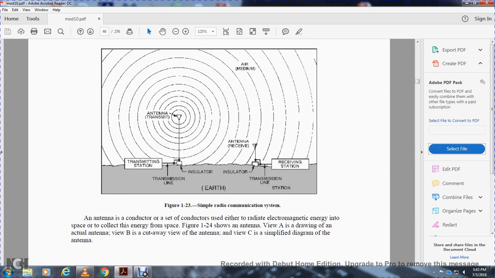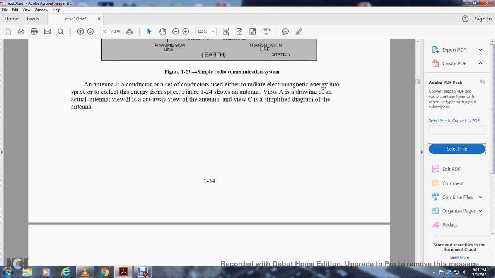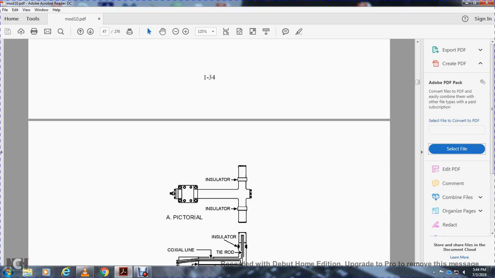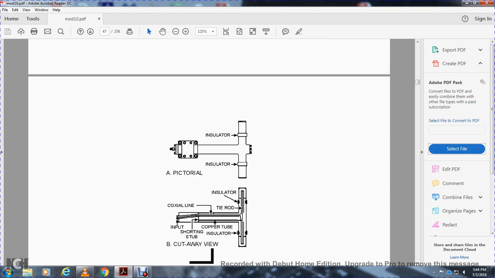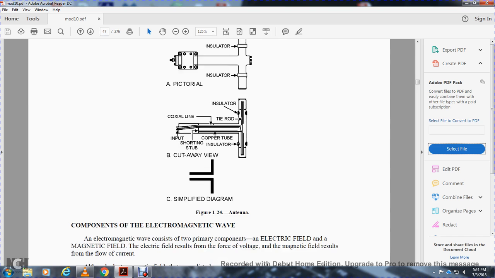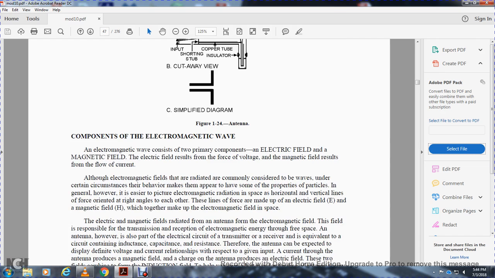An antenna is a conductor or set of conductors that either radiates electromagnetic energy into space or collects electromagnetic energy from space. Figure 1-24 shows the antenna: view A is drawn without the actual antenna, view B is a cutaway of the antenna, and view C is a simplified diagram of the antenna. A is a pictorial of the insulator. B is the cutaway showing the coaxial input, short stub, the copper tube of the insulator, the top of the rod, tie rod, and insulator. Also, figure C shows the simplified diagram of the antenna.